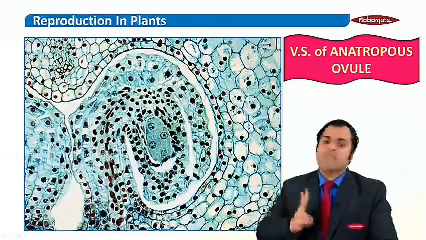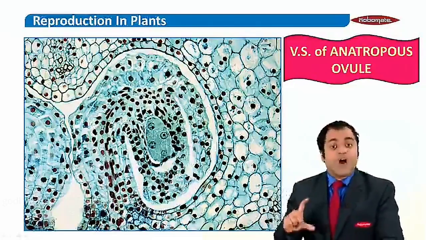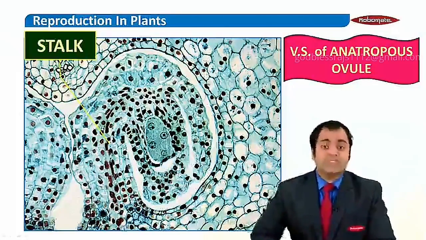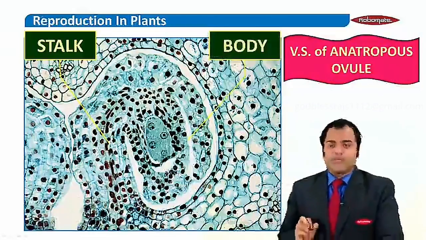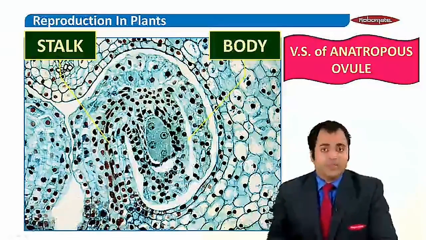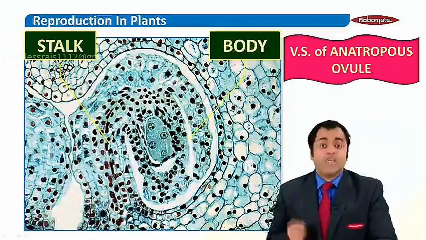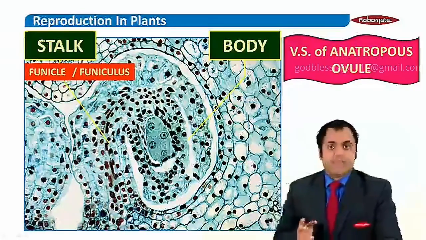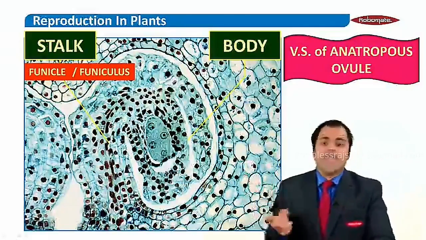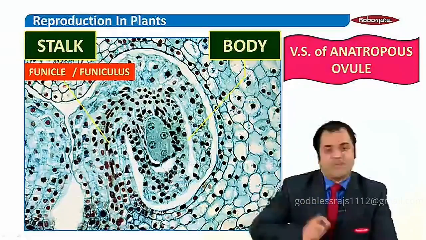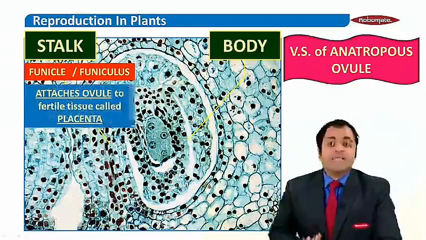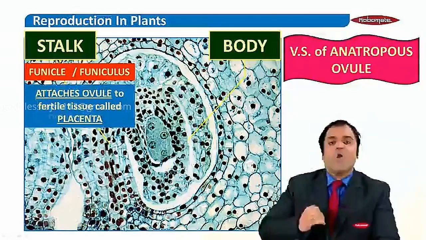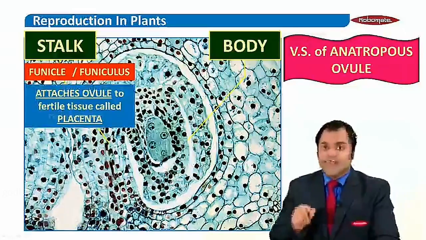Now what are the two main parts of an ovule? You know there is a stalk. So there you see, that's the stalk of the ovule, right? And the next part is called the body of the ovule. Now let us see what the stalk really does. The stalk has got a name. It is called funicle. It can also be called funiculus. So you should know that funicle or funiculus are both alternate names for the stalk of the ovule. Now remember that if it is the stalk, it is going to attach the ovule to a fertile tissue in the ovary called the placenta. You learned that last year.